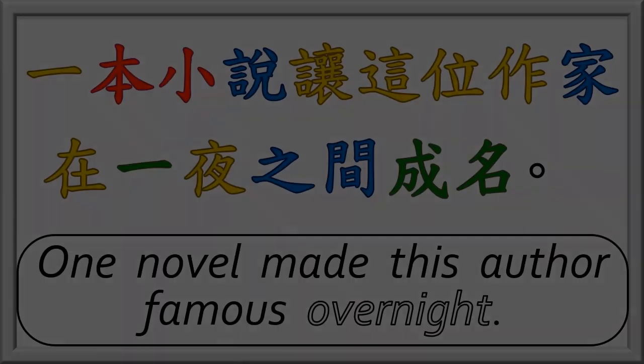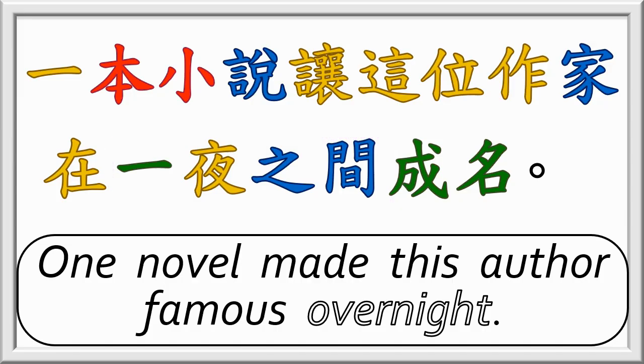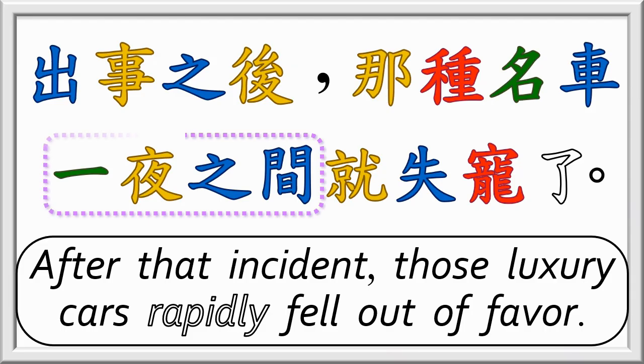一夜之间 is the best translation for English overnight. 一本小说让这位作家在一夜之间成名。One novel made this author famous overnight. 出事之后，那种名车一夜之间就失宠了。After that incident, those luxury cars rapidly fell out of favor.